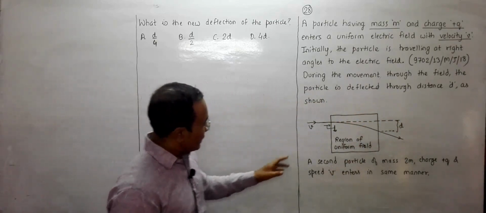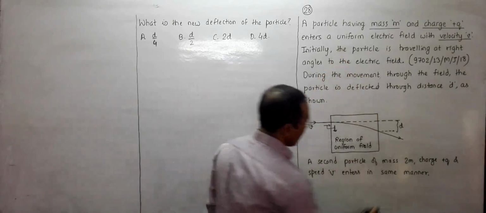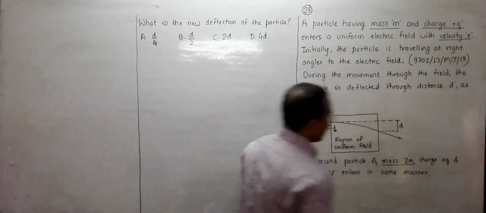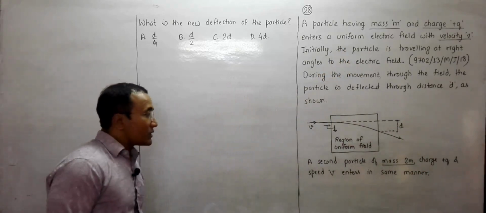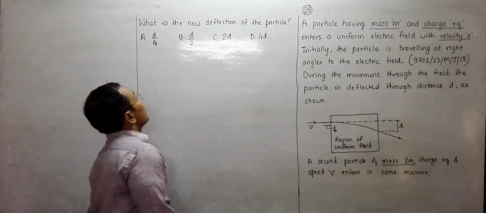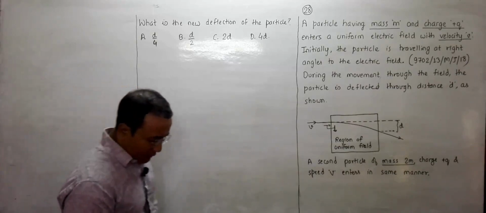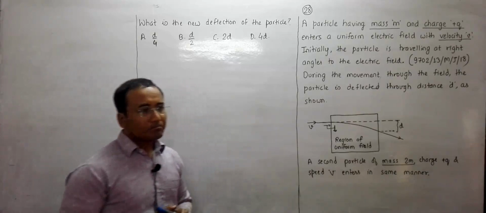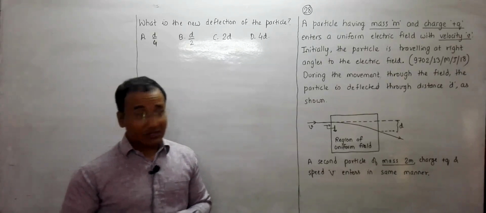Now we are given that a second particle of mass twice m. Initially the mass was m and now the mass is twice m. The charge is the same, plus q, and the velocity is also the same, v, and it enters in the same manner. Now we have to find the new deflection of the particle.